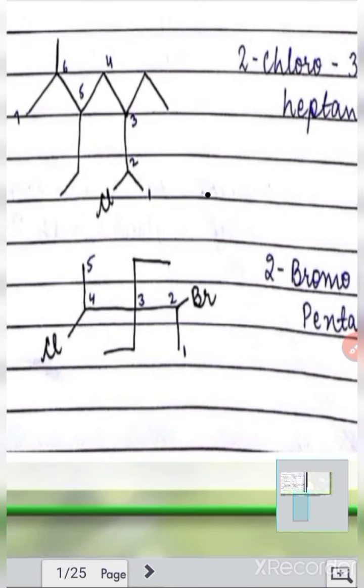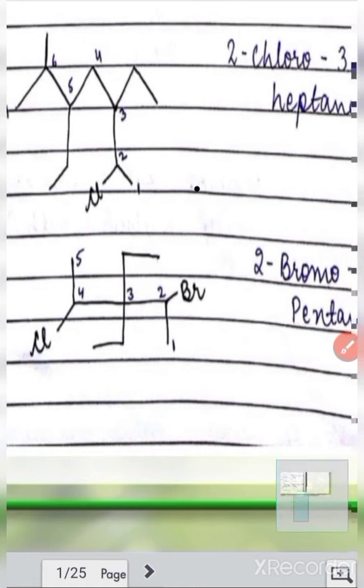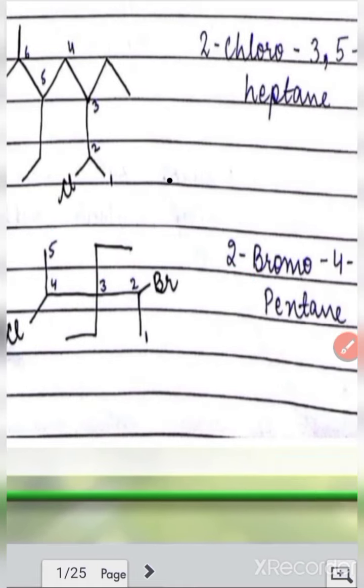Now next, in this example, this is the principal carbon chain having 4 substituents and having 5 carbon atoms. So if we number it from here, then Br gets the second position. If we number it from here, then Cl will get the second position. And as B comes first in alphabetical order, the numbering will be from this side.